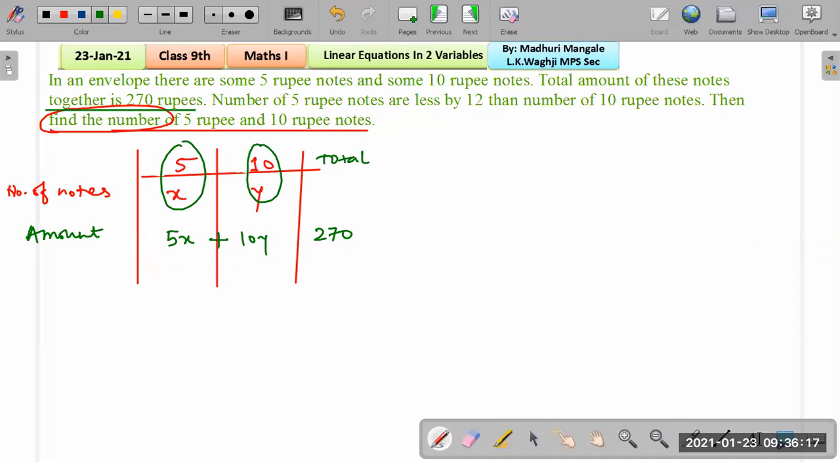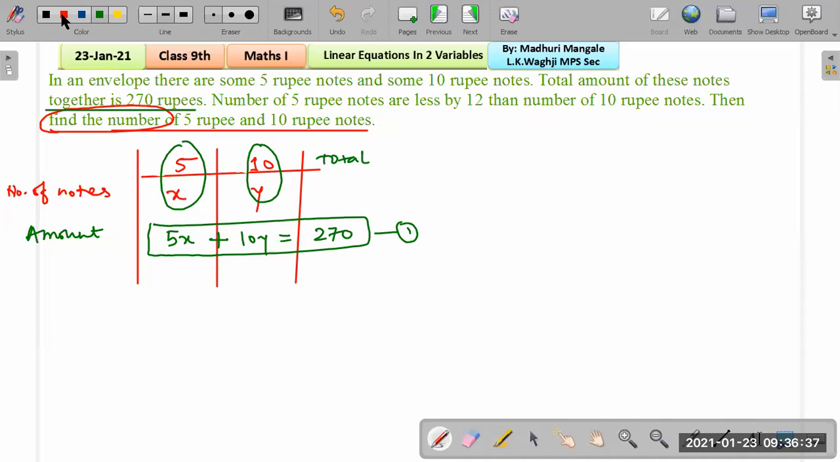Adding them up you will get your first equation. As per the first condition, 5 rupee x notes, 10 rupee y notes, the total amount is 270. So 5x plus 10y equals 270. This is your first equation.